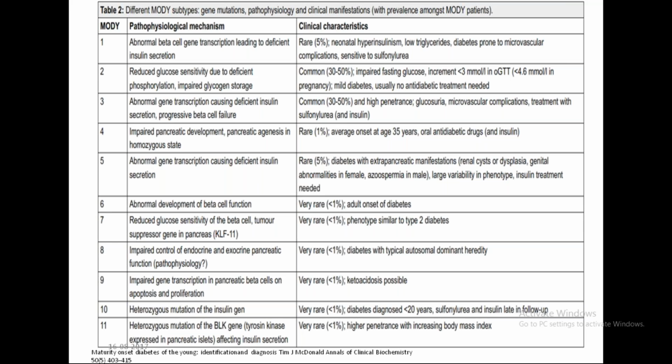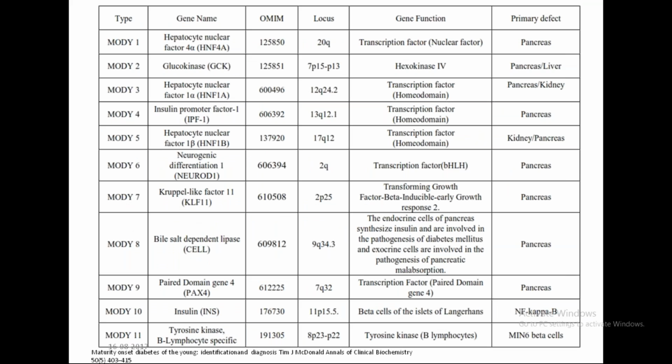But it is very rare. Among them, the common ones are either 2 or 3 glucokinase, where you are not requiring any treatment, or 3 where you are requiring insulin, sulfonylurea plus insulin. What are the genes involved? First one is HNF4 alpha, second one is glucokinase, and third one is HNF1 alpha.